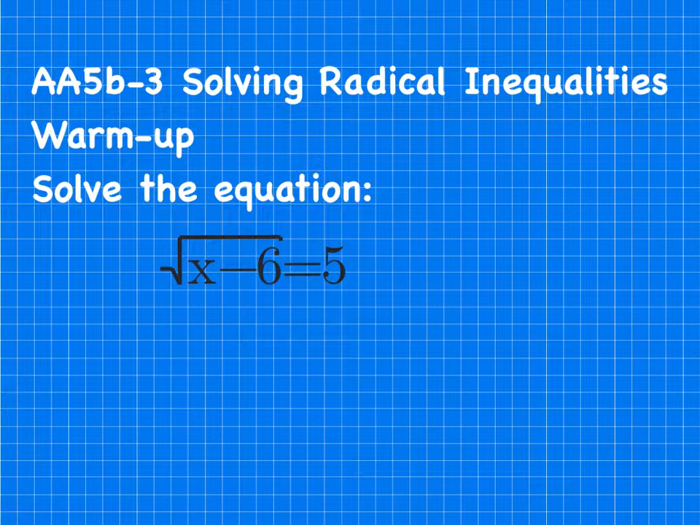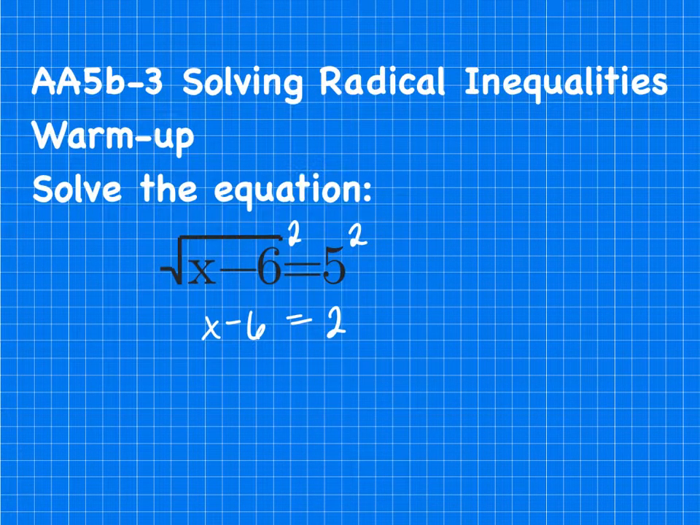The inverse operation to a radical or to a square root is squaring. So I'm going to square both sides. So I have x minus 6 equals 5 squared, which is 25. I need to get x alone. One thing you need to remember too is when you square this, the square root sign and the square completely undo each other. What's left underneath that square root sign is untouched.